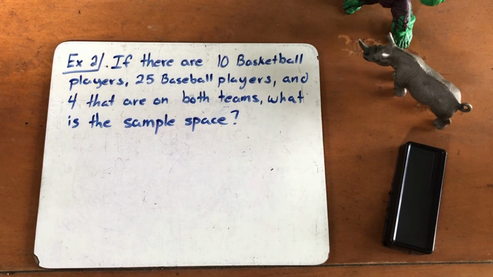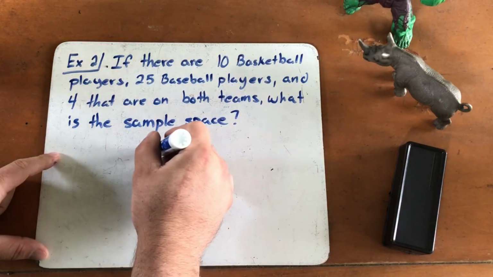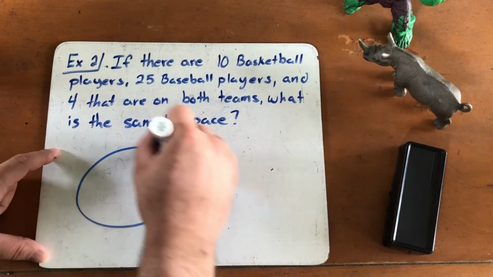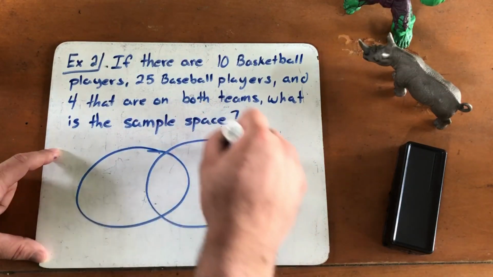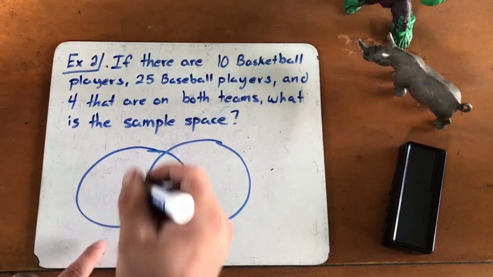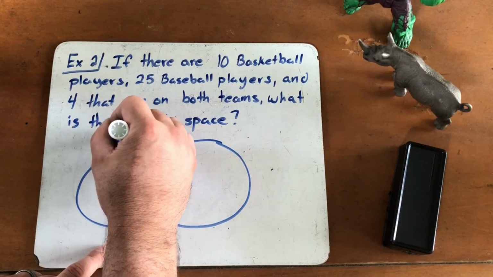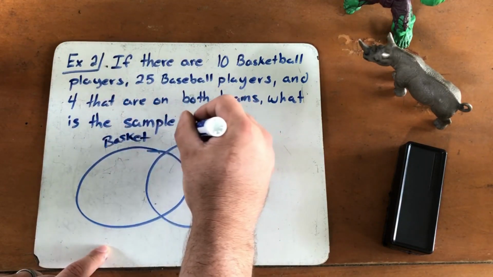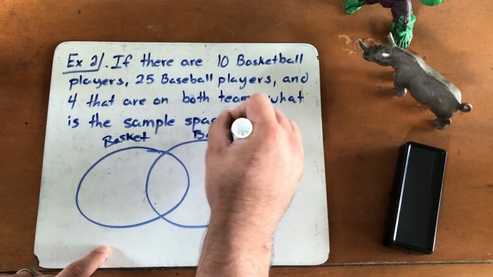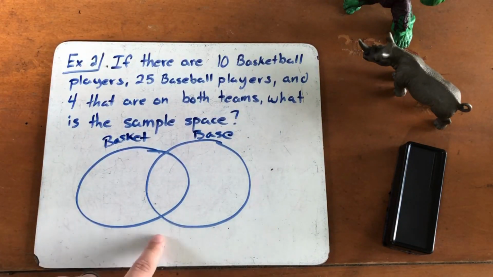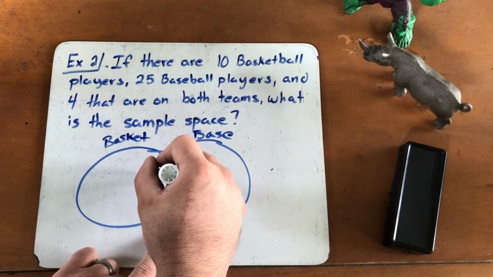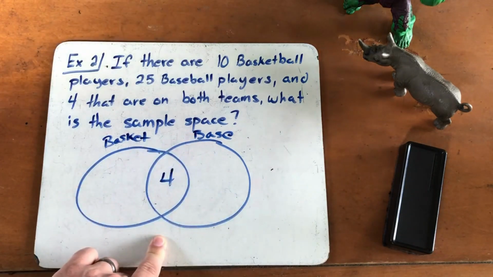So we're going to use a Venn diagram to help me set this up. When I'm setting it up, there is some overlap between the 2 sports. If this is basketball and this is baseball, there's an overlap between the 2, and that overlap is 4.